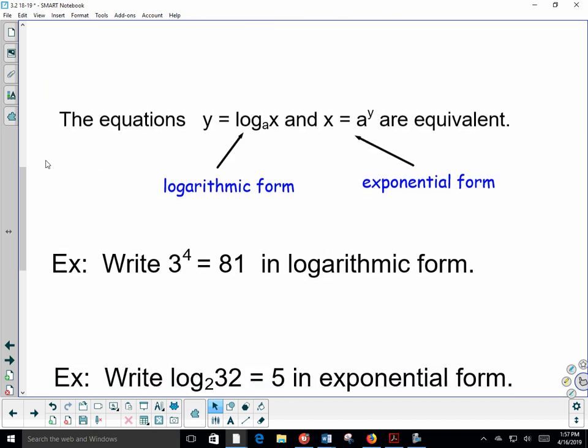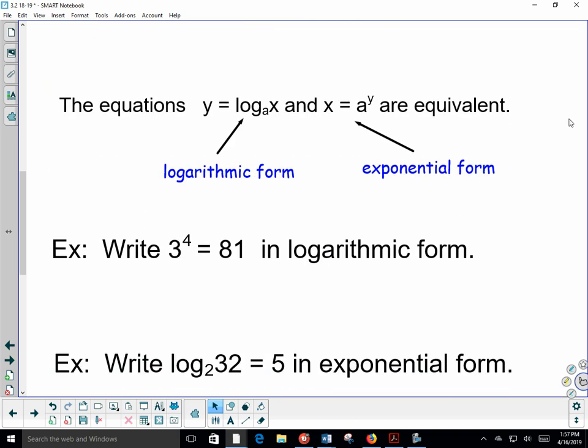I have put these equations also on your gift. So y equals log to the base a of x and x equals a raised to the y are equivalent equations. They're just written in two different forms. One is in logarithmic form and the other is in exponential form. All right, so let's see if we can follow the pattern here. Where does the x go? Where does the a go? Where does the y go? We're rewriting from log form to exponential form or vice versa.